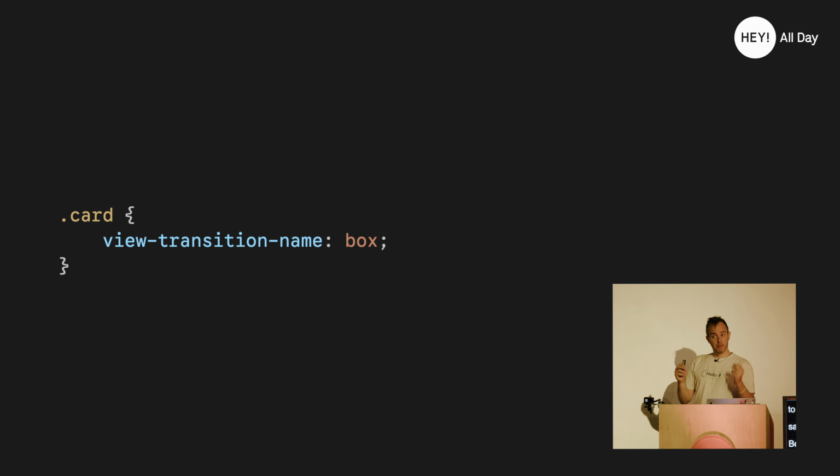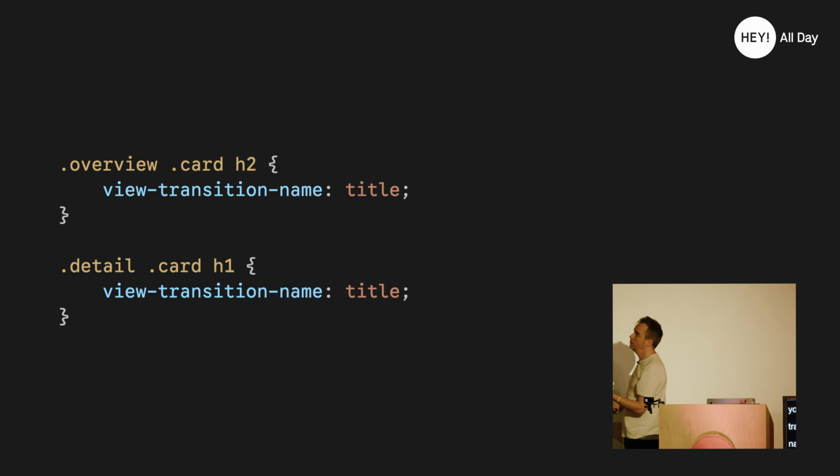Identifying and naming, but of course you need to do that in CSS. For that you have the view-transition-name property, which you can set the value to that name and then assign it to that specific element. So here the card, for example, you get the view-transition-name of the box, which is in both the layouts, but it doesn't need to be the same elements. For example, on the overview page, the title of the card that I clicked was the H2, but on the detail page, it's the H1.